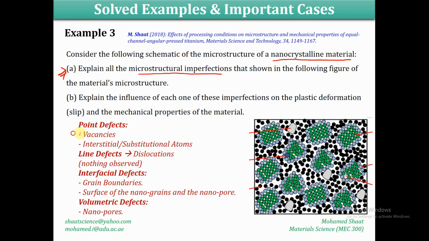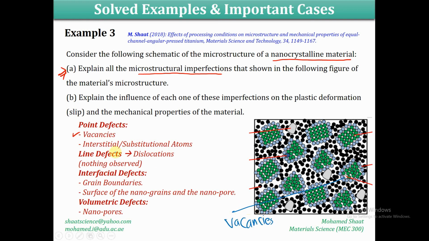So we expect that we do have vacancies, and in case there are multiple, this is definitely one of the point defects that I can see here, and I can name this defect a vacancy. So we can name this defect here as a vacancy. So we do have a vacancy here.